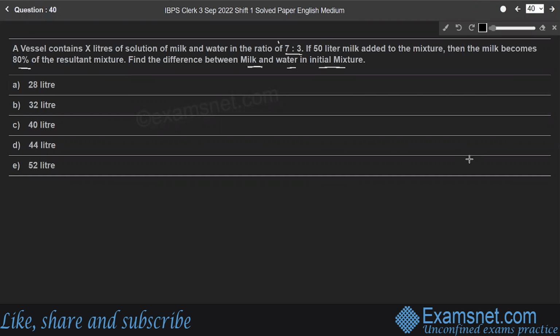So here initial ratio of milk and water is given, which is 7:3. That means if initial quantity of milk is 7x, then initial quantity of water will be 3x, right? So next part, 50-liter milk added to the mixture. So then the new quantity of milk becomes 7x plus 50, right?